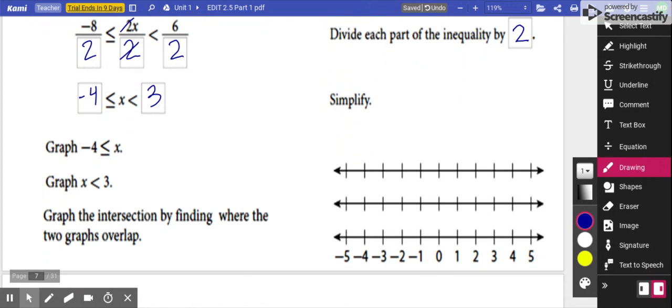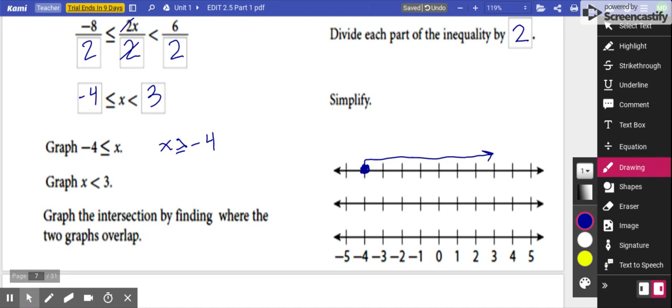We're going to graph -4 is less than or equal to x. Sometimes it makes it easier to read it this way. x is greater than or equal to -4. Okay, so let's find my -4. Is my -4 included? It has that equal sign, so I'm going to shade it in. And I want all my values bigger than -4. Bigger is to the right. I'm going to draw that arrow.